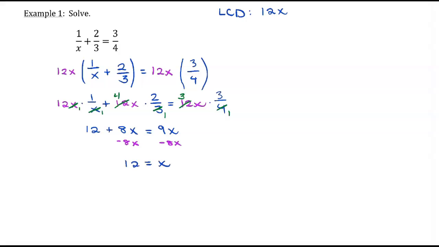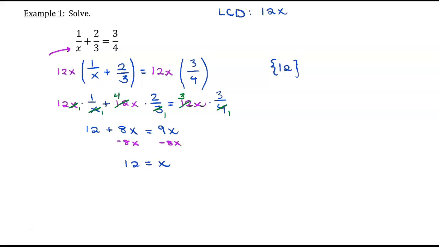It's important with rational equations that we always double-check our solutions. We need to make sure that no solution we come up with results in a 0 in any of the denominators. Looking back at the original equation, substituting 12 for x will not give us a 0 in the denominator. So we can say that this equation has a solution set containing the single value of 12.